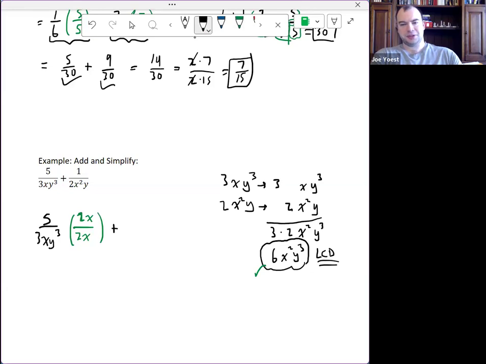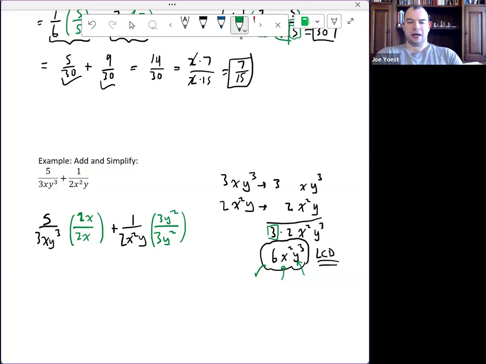I'll do a similar process with the second rational expression, 1 over 2x squared y. What does 2 need to multiply by to make 6? It needs to multiply by 3, right? We're missing the 3. What does x squared need to multiply by to make x squared? Well, that's good to go. What does y need to multiply by to make y cubed? That needs to be y squared. So if I multiply 2x squared y by 3y squared, I should get 6x squared y cubed, the common denominator I'm looking for.